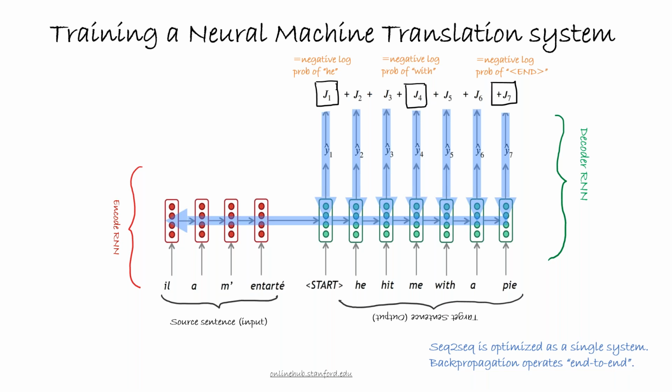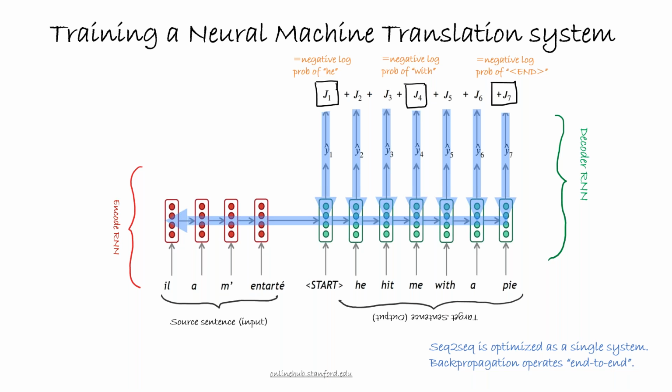So you see here the word "he" has a negative log probability J1, and the negative log probability of "with" is J4, the negative log probability of "end" is J7. So we concatenate them, basically add them, and then we find the total loss in the system. So that's what we do in the decoder.